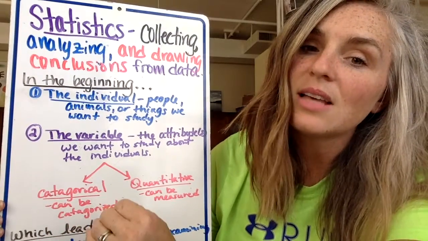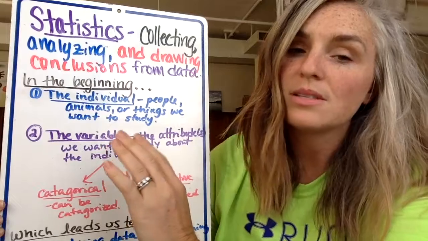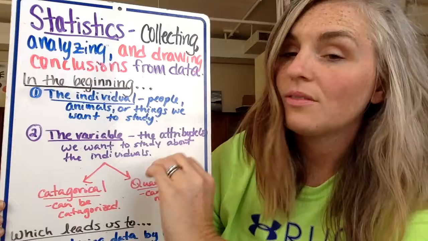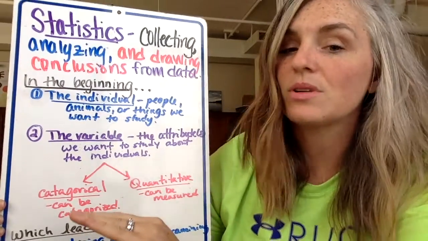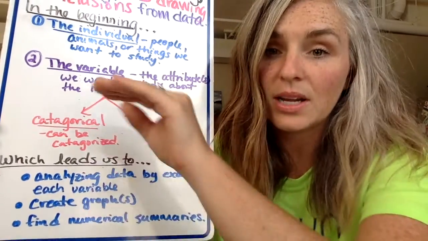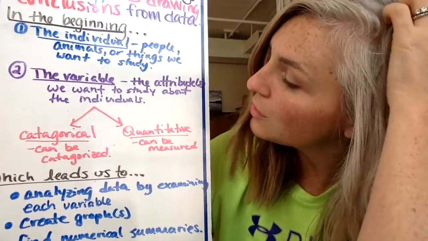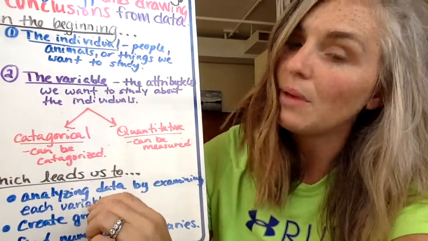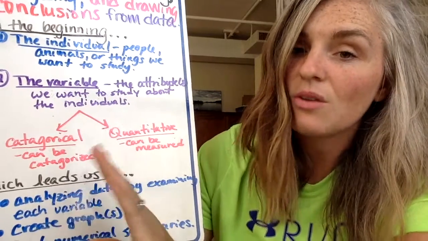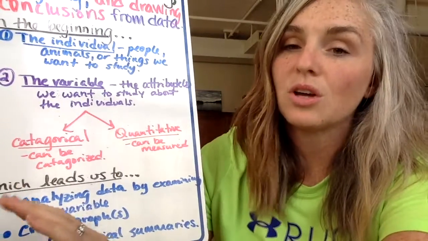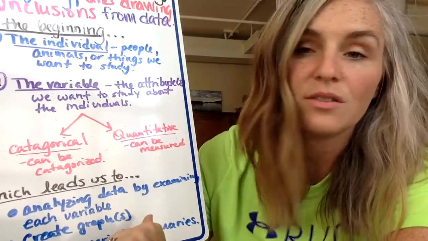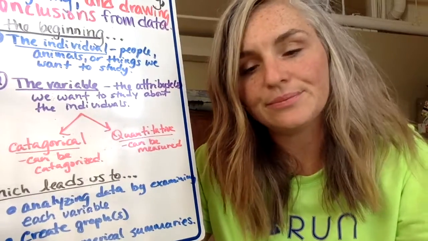After we decide on an individual we want to study, and a variable about that individual we want to study, and we've figured out what it is that we're studying, we need to think about how are we going to analyze the data. How are we going to examine that variable about the individual, right? So to do that, maybe we want to create graphs, maybe we want to find numerical summaries, and so that leads us into beginning to look at our sort of one variable statistics on our individuals. Okay, so hold on tight.